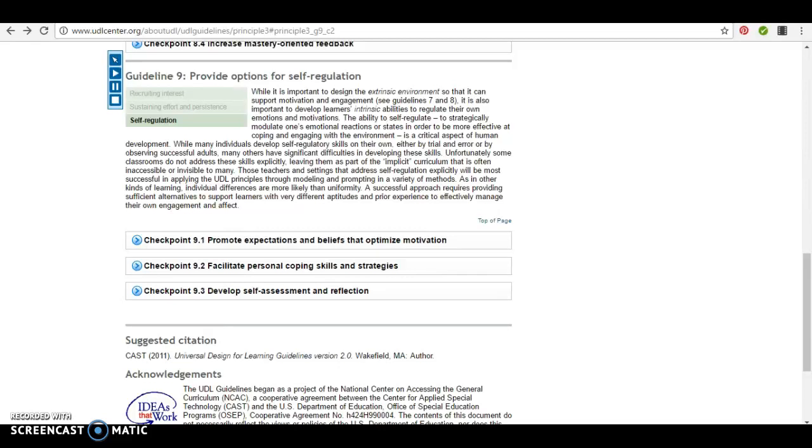Hello and welcome to my screencast of the UDL Guideline that I chose for Unit 5. For my guideline, I chose Guideline 9, which is Provide Options for Self-Regulation.